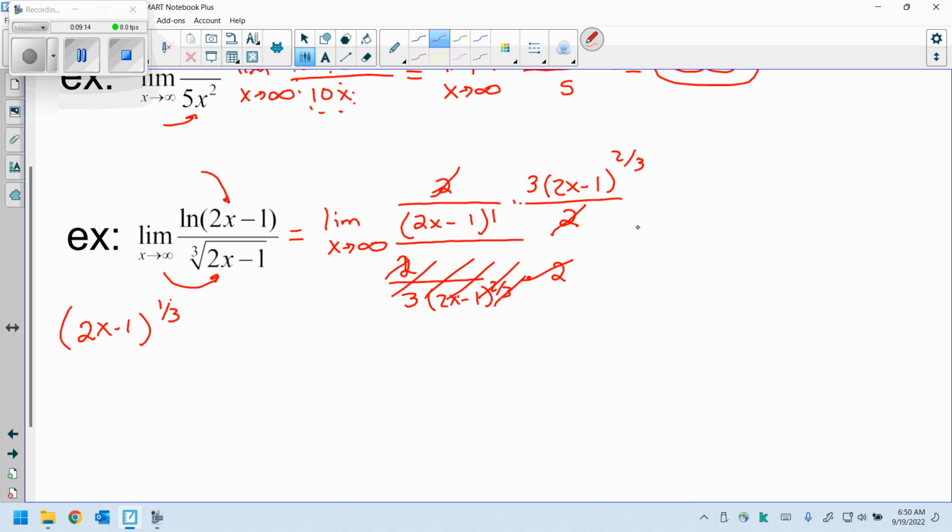I think what we've got here is we're going to be taking the limit as x approaches infinity. I think we're going to end up with a 3 on the top. And I think we're going to have a 2x minus 1 to just the 1/3 power on the bottom when we resolve these exponents. And now when I put this huge number in for x, I get a huge number on the bottom. And 3 divided by huge gets pretty darn close to 0.